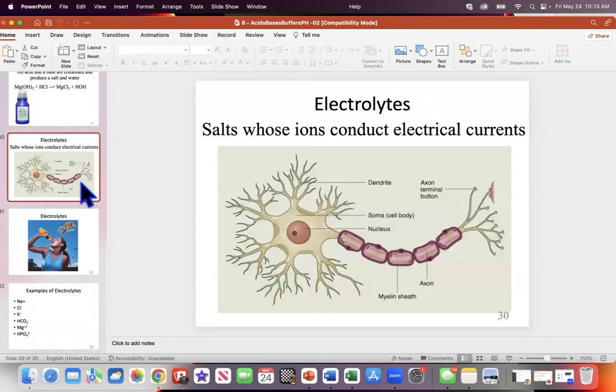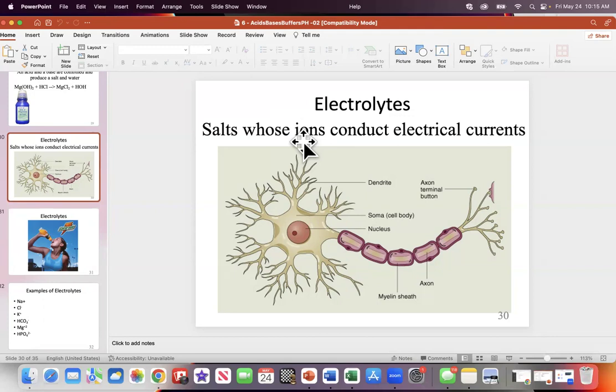And the salt, when it dissolves in water, becomes ions. And ions have another name, a fancy name called electrolytes. So electrolytes are exactly the same as ions, just a different name for the ion. We call them electrolytes. And electrolytes have a very important function in the body.